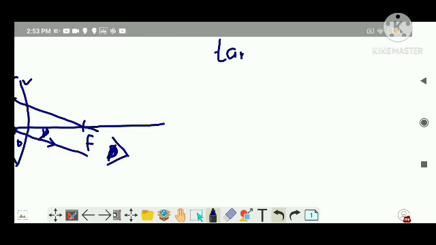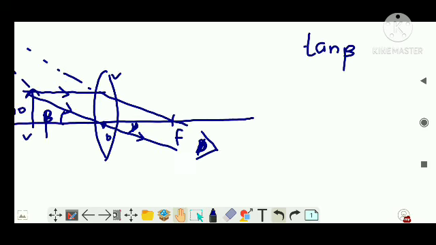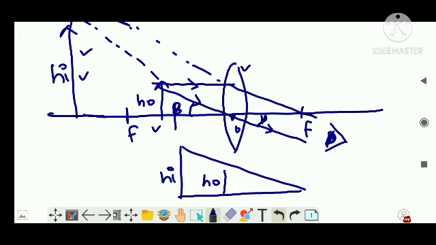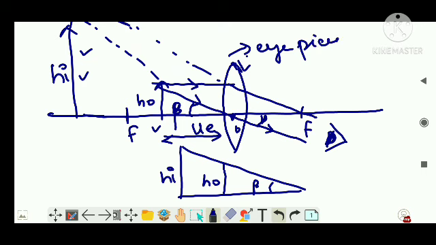Then I can write tan beta. Let's see the triangle, guys. I'm going to redraw the triangle in a short way here. This is H0, this is Hi, and this is beta. And there is something missing. I have not indicated U, the object distance. This distance will be the object distance. Let's mark it as UE, because usually this is the lens which is near to the eye. You can even call it the eyepiece. This lens can also be called the eyepiece, but it is significantly called the eyepiece in the case of the compound microscope. I'll tell you how.